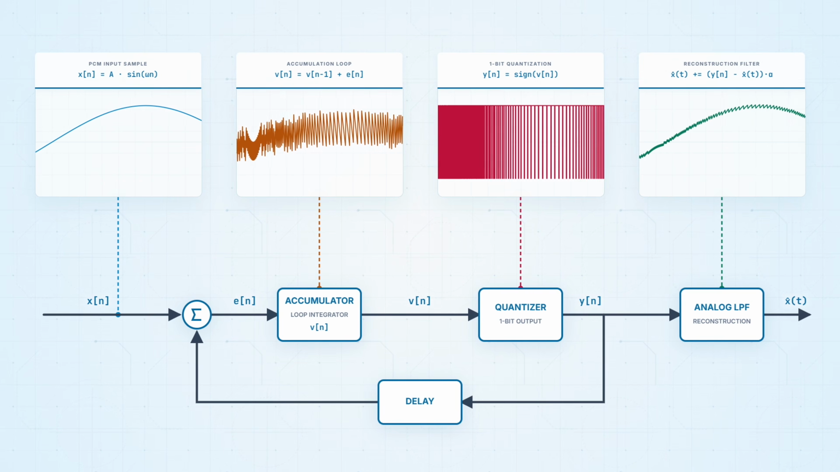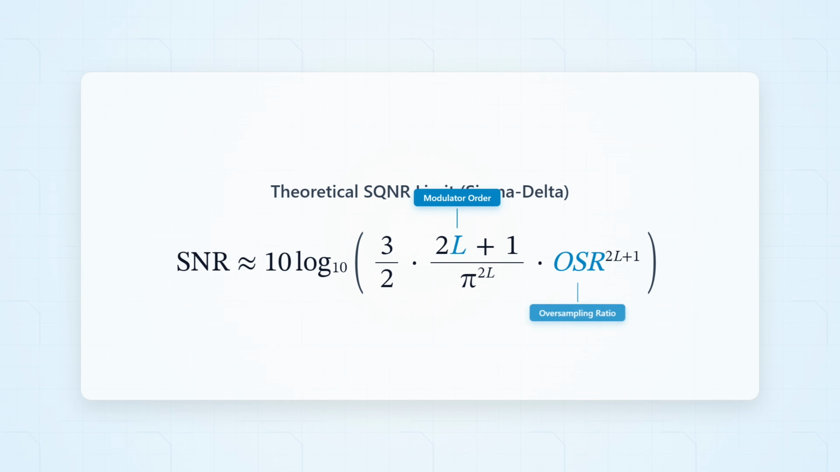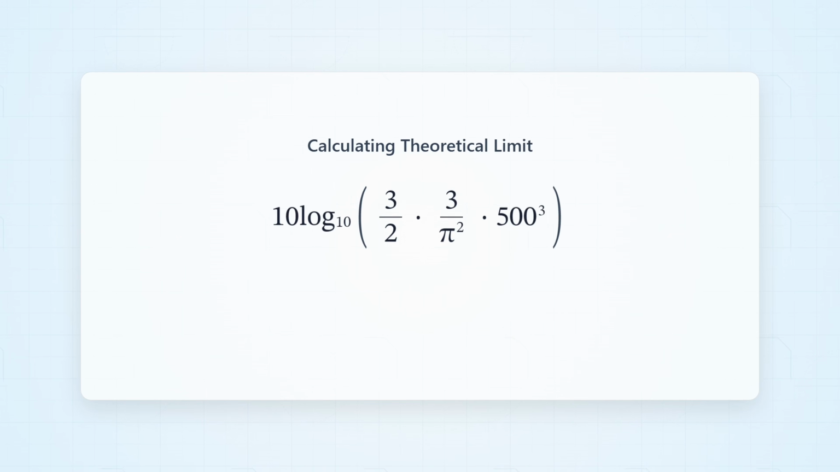The general formula for calculating the theoretical SNR for a modulator of order L looks exactly like this. If we substitute our value of 500 into the formula for a first-order modulator, we arrive at a theoretical performance limit of roughly 77 decibels. And that's the problem. Remember that our minimum target was 98 decibels. That tells us that a first-order architecture is not good enough for this application. So we need to move up in order.